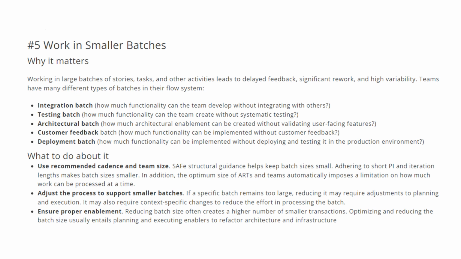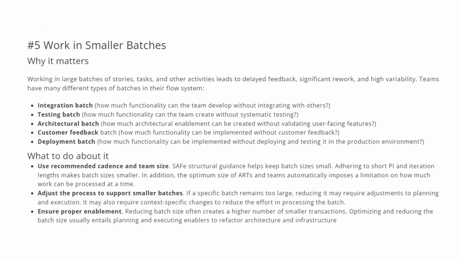So what to do about it? How do I make sure that I am working in smaller batches in the team flow? Some of the techniques include use the recommended cadence and team size. SAFe structural guidelines help keep batch sizes small. Adhering to the short PI and iteration lengths makes batch size smaller. So generally we recommend in a scrum process or iteration to have 2 weeks of iteration, rather than having a team take the opportunity to have 3 weeks or 4 weeks. But generally what we recommend is 2 weeks, just to have your batch size smaller.